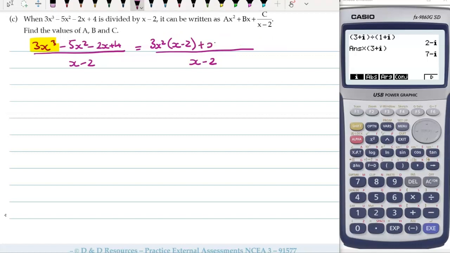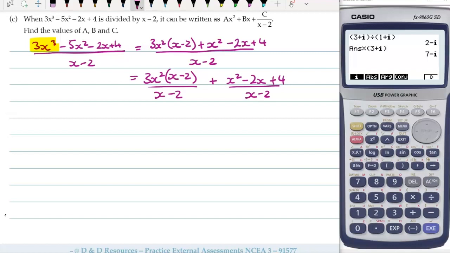So from this point onwards, I'll be doing it all in one step like this, but I'll just explain that fully for the first one. Okay, now what that means is we can take out the 3x squared (x minus 2) over (x minus 2) and then deal with the rest of this as a separate fraction. And we do that because those two things will cancel, so we're just left with the 3x squared.